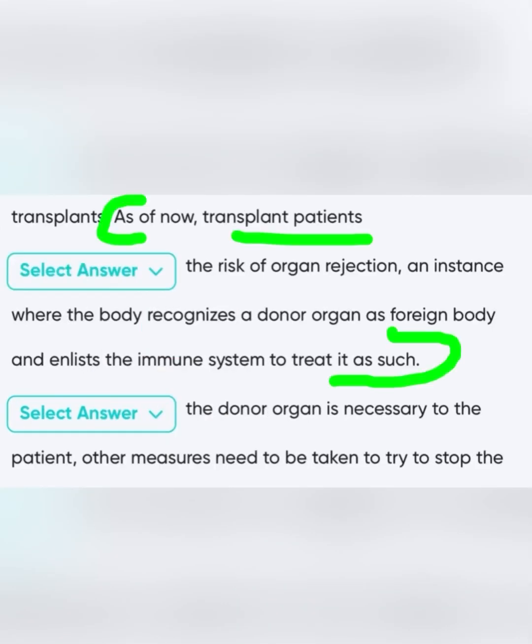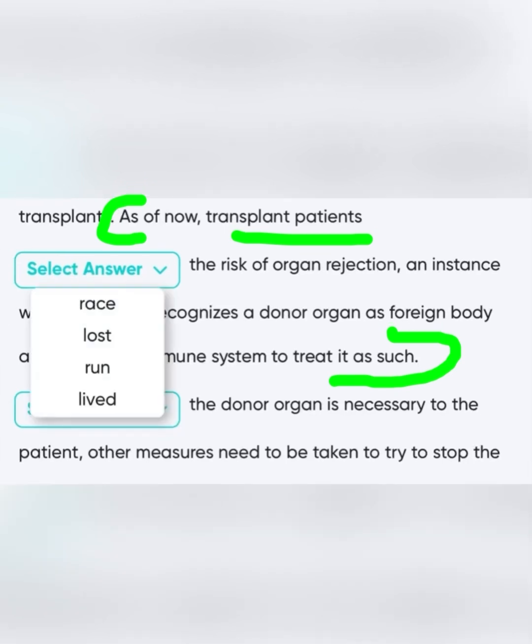Now let's move to the next sentence. As of now, comma, transplant patients dash the risk of organ rejection. Means some sort of verb will be there in the fill-up. They do something with the risk of organ rejection. Who? Transplant patients. Now let's see the options given for this MCQ, and these are race, lost, run and left.